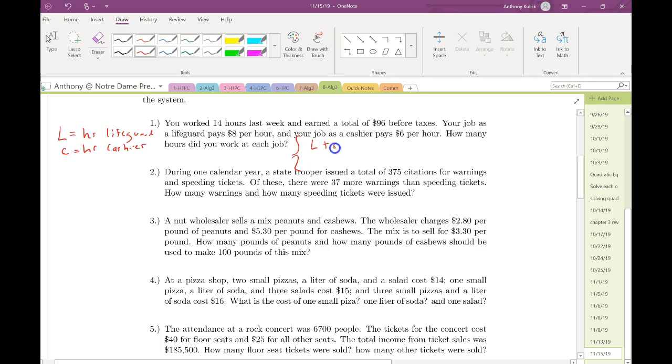Good. L plus C is equal to 14. It says we worked a total of 14 hours, and the two jobs we have are lifeguarding and cashiering. L was the hours we spent lifeguarding. C was the hours we spent cashiering. So L plus C should be 14. Everybody good with that? Okay. What's the second equation that we'll have?